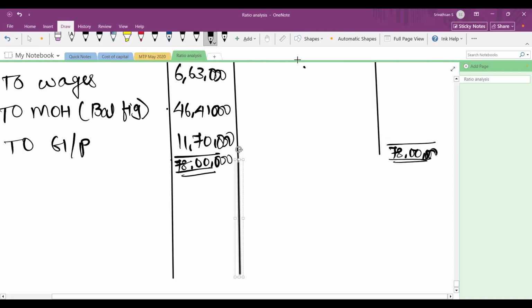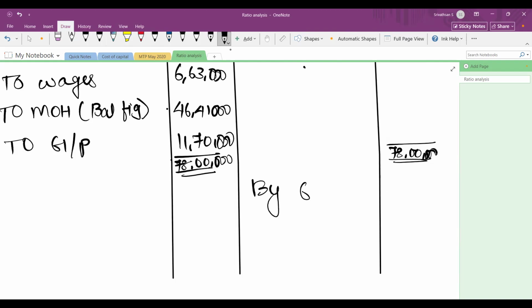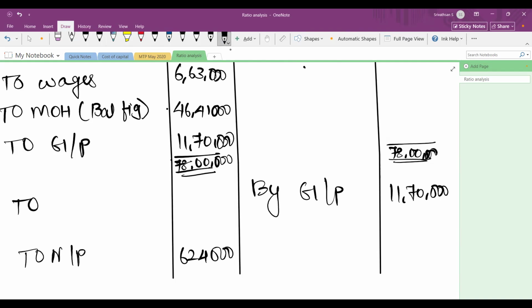Net profit. First, by gross profit, 11 lakh 70,000. What is the amount of net profit? To net profit, 6 lakh 24,000. So you can write the remaining as a balancing figure, to admin expenses. What is the balancing figure? 5 lakh 46,000.